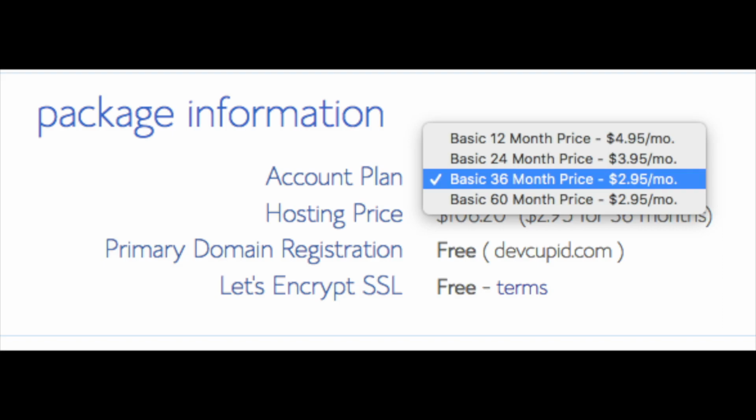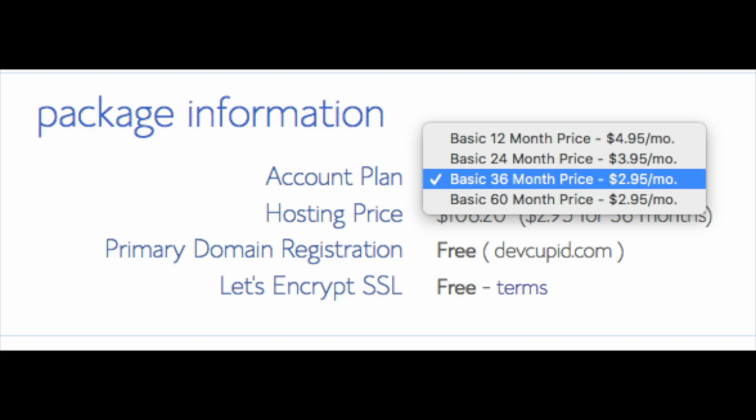You'll see account plan. This is where you can select a term for your hosting package. You have 12 months, 24 months, 36 months, and 60 months. As you can see, you'll save money the longer you purchase your hosting for. I'm going to select the 12 months package. Setup fee is free. Domain registration is free. Let's Encrypt SSL is free.